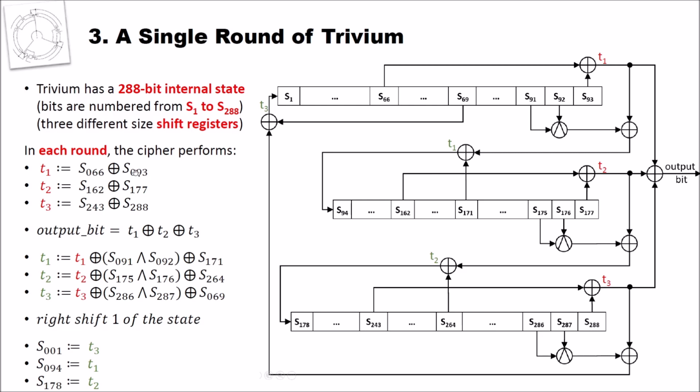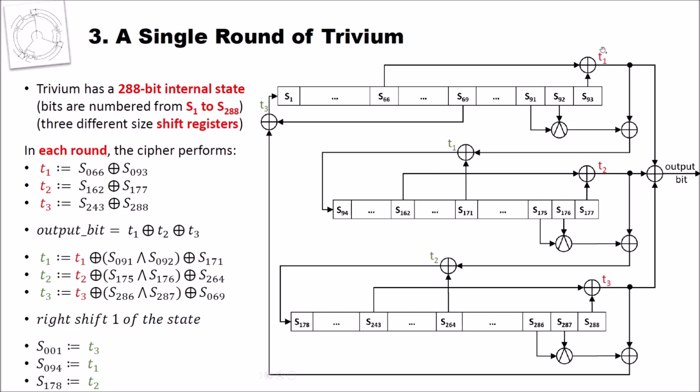How can we find this in the graph? Here we have S66 and we have S93. And this here is the XOR operation of these two bits. XOR means that the result is 1 if only one of the two bits is 1. If both of the bits are set to 0, the XOR here is 0, and if both of these bits are set to 1, then the XOR is also 0.